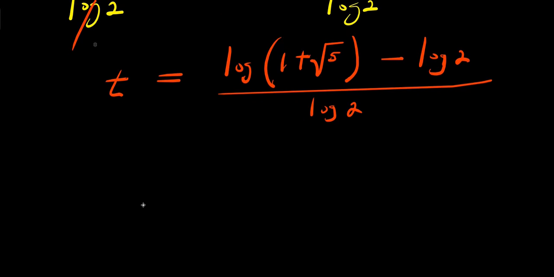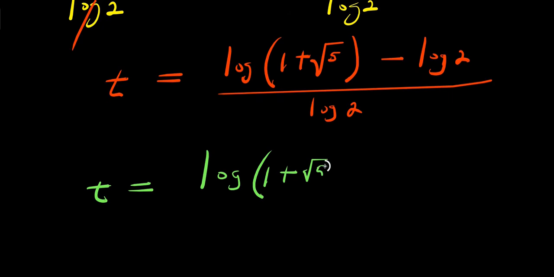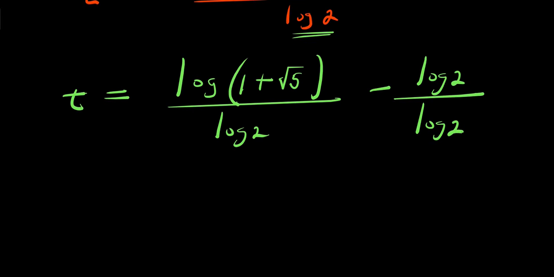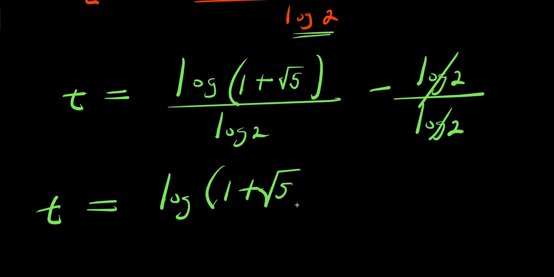So from here, we can have t equals log of 1 plus root 5 divided by log 2, minus log 2 divided by log 2. We are dividing by the common denominator. So what happens here is this cancels this. So we have t equals log of 1 plus root 5 divided by log 2. Then this is minus 1.